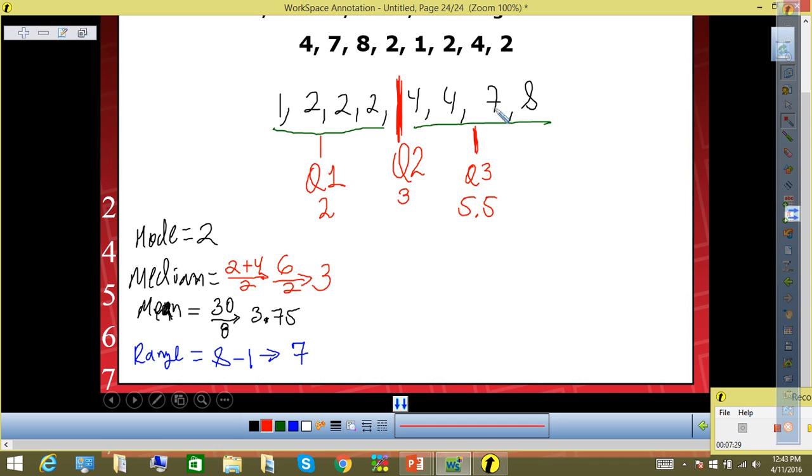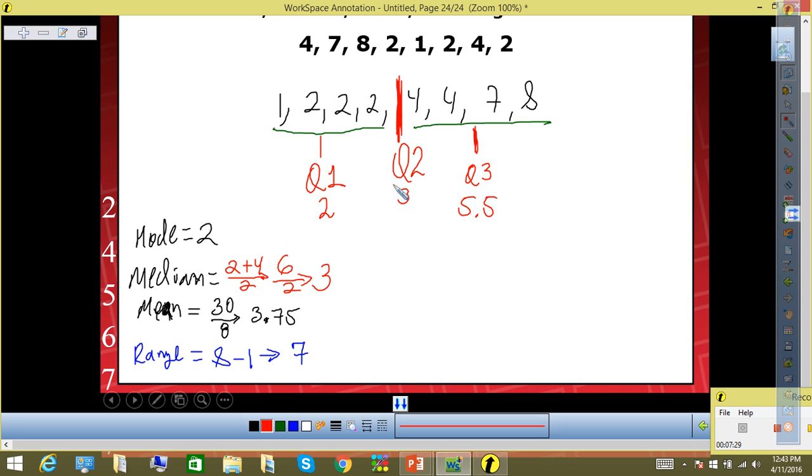You added 4 and 7. Why 4 and 7? The 2 closest to the middle, we're finding what? The median of these 4. Since there's no middle number, he added 4 and 7, divided by 2, and that's how he got 5.5. Okay. So once again, Q1, Q2, and Q3.